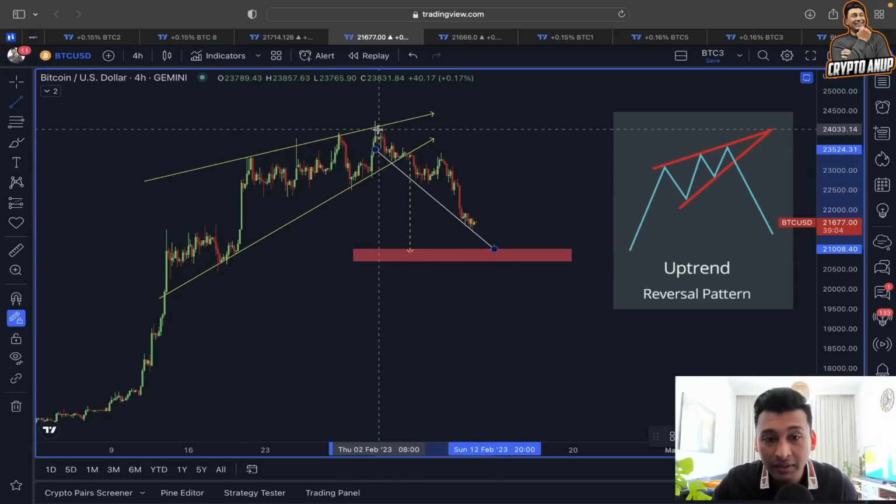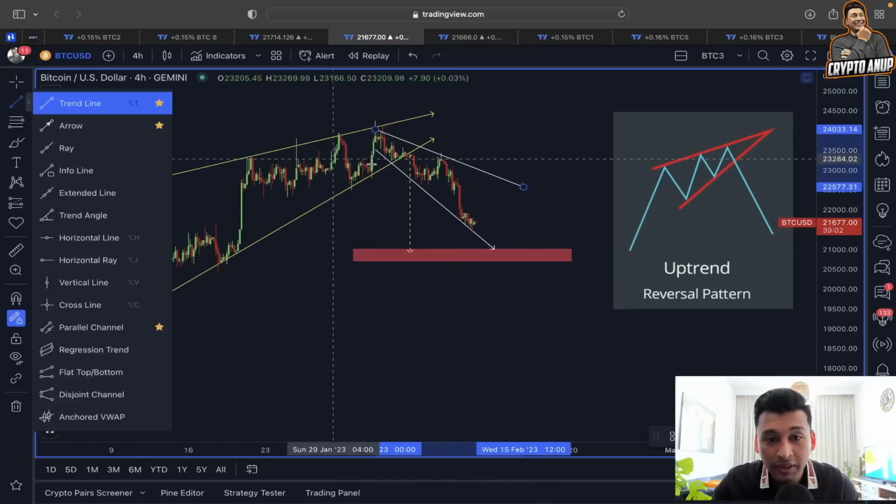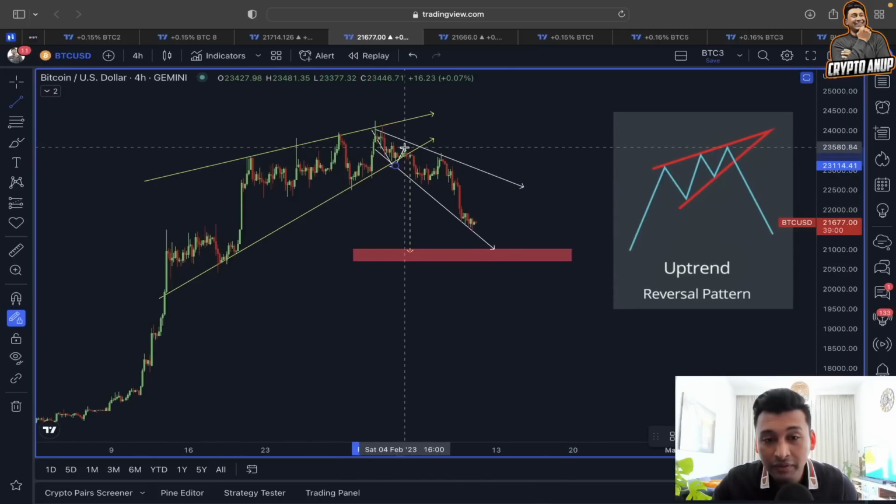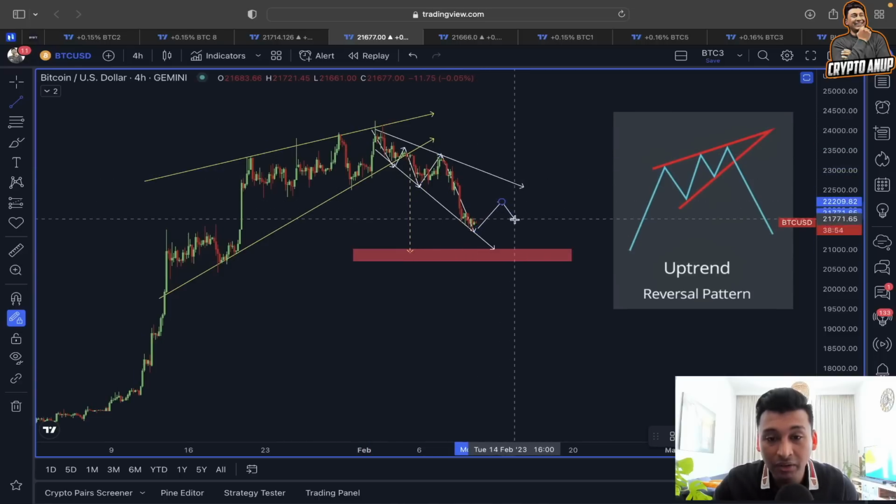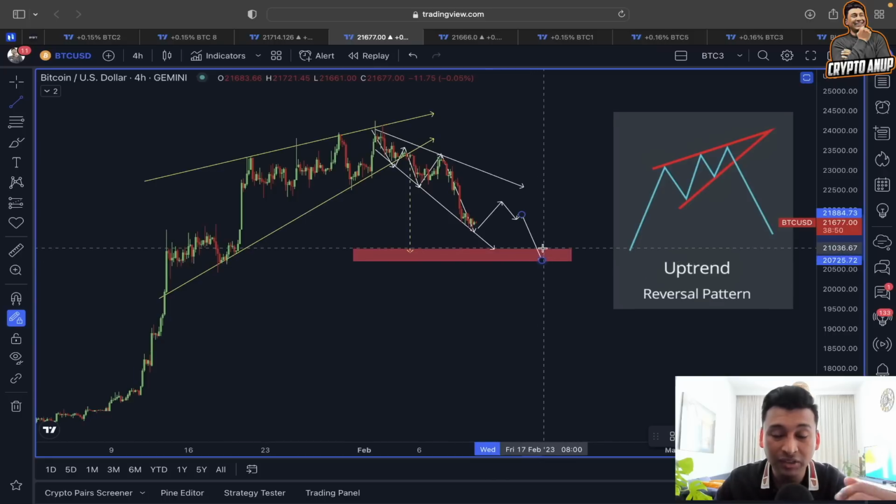A relief rally here in this manner, a relief rally before breaking it to the downside. So we are also expecting a very similar scenario to play out here after some relief rally, price getting attracted towards this price objective from this uptrend reversal pattern, which is known as rising wedge.